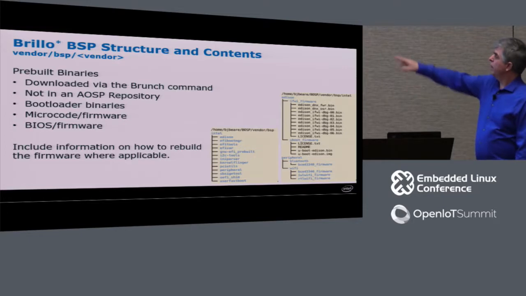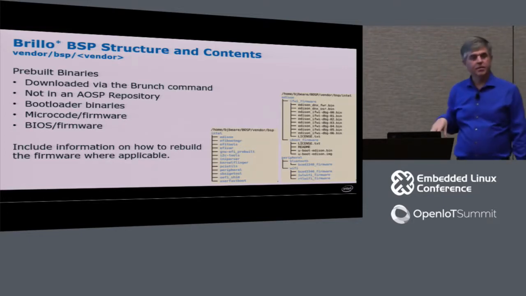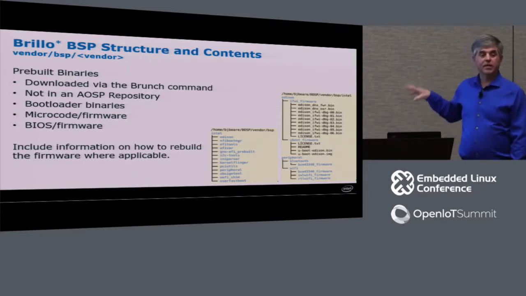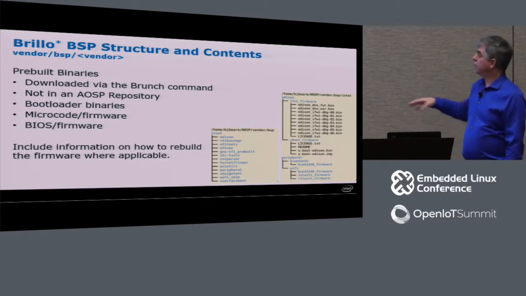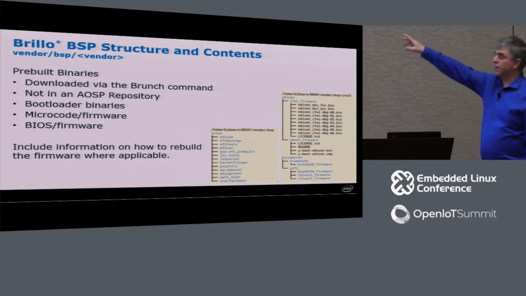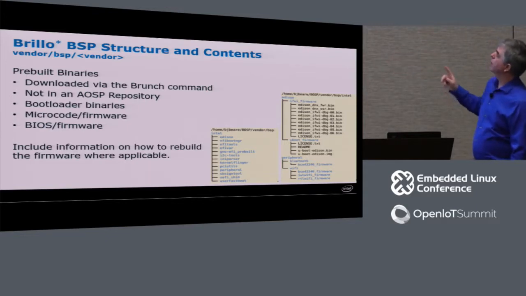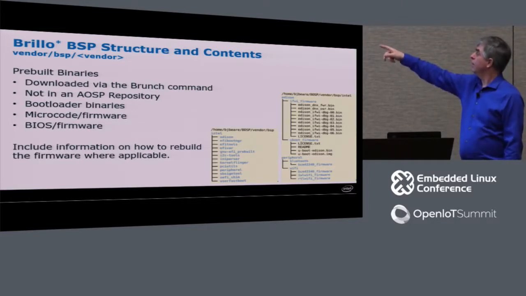Right, a little bit more now on the vendor BSP directory that I mentioned. This is where you put your binaries. This is where you put stuff that gets sucked in from external Git repositories that are not part of AOSP, but you need to do your build. What you're seeing here is basically our firmware, Intel firmware, IFWI. I don't remember what WI stands for. Firmware for Intel, all right, whatever.